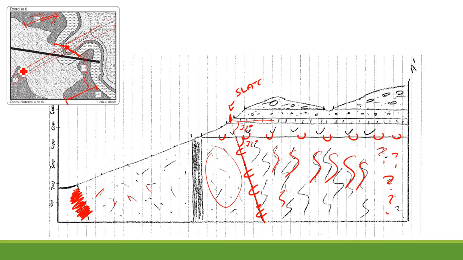Now the last thing is this stuff in here, which is parallel to bedding, parallel to the contour intervals, and that's been labelled as alluvium on the key.